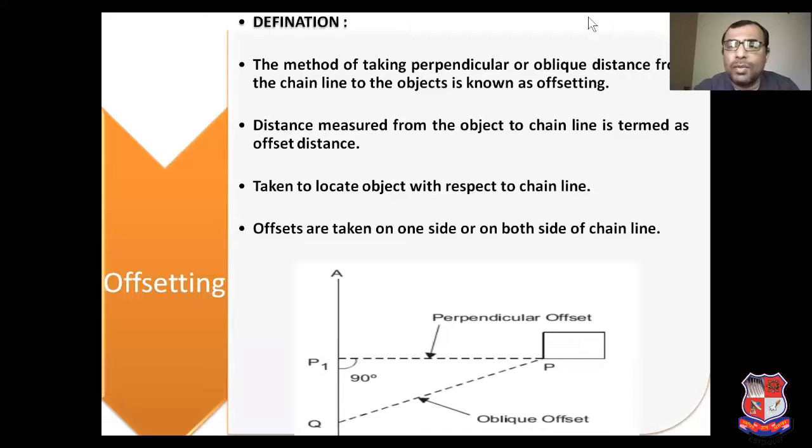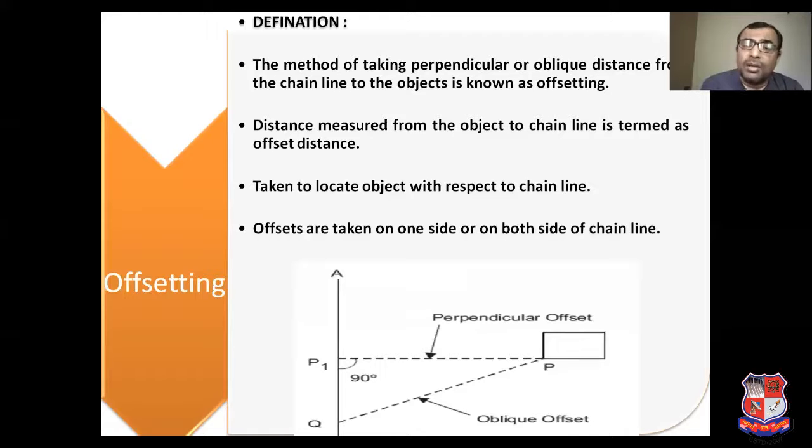Now, the first topic is offsetting. What is offsetting? Offsetting means the method of taking perpendicular or oblique distance from the chain line to the object. You see in the figure given at the bottom of this slide, AB is our chain line, P is the corner of our object.